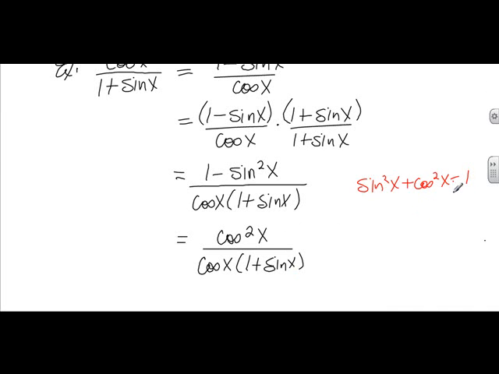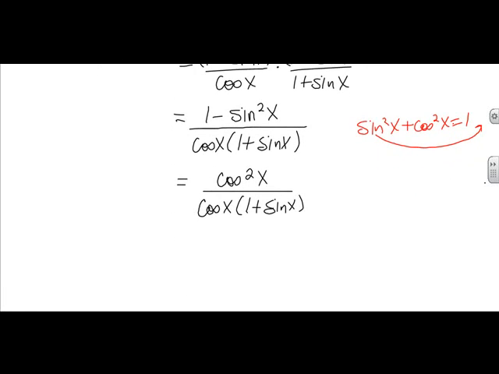Then reducing the fraction, I've got a common factor now in the numerator and the denominator. I can reduce that fraction. That leaves me a cosine of x in the top and 1 plus sine of x in the denominator, which is exactly what I needed to show that we could get. So that is equal to cosine of x over 1 plus sine of x.